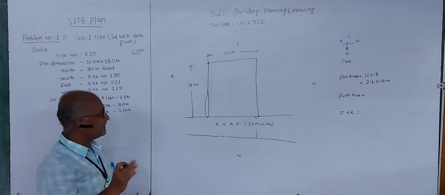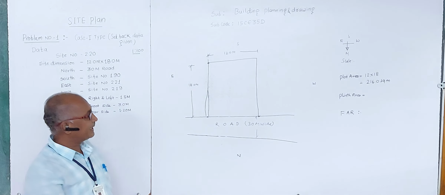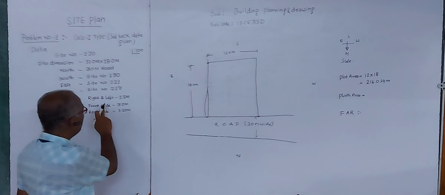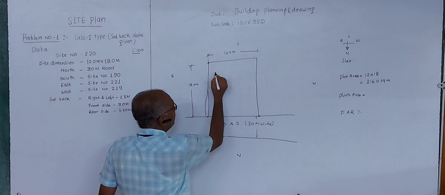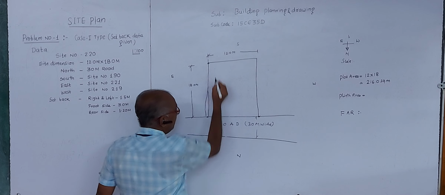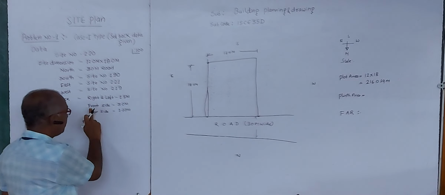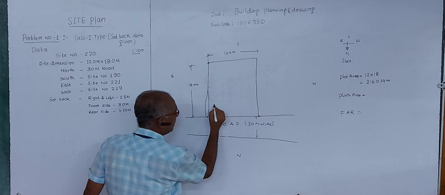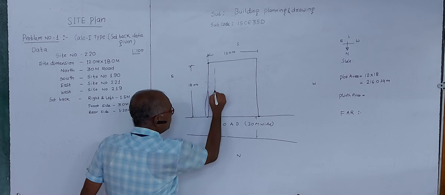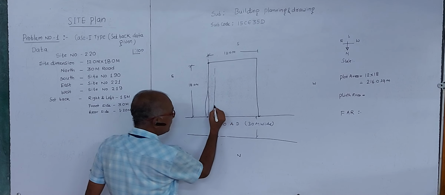Like this, you have to take the setbacks. Then you have to find out how much building constructed area there is. Suppose from the right and left side, from this point you take 1.5 meter and mark it. Again here also 1.5 meter. Then the front side has the 3 meter. From this point you have to take 3 meter. You have to draw one thin line, and from this point you consider the 3 meter.